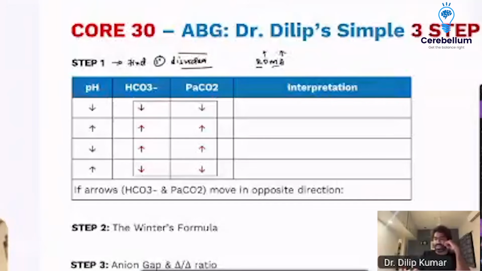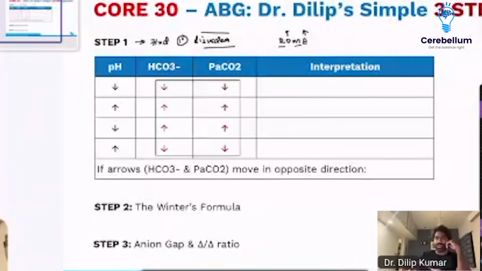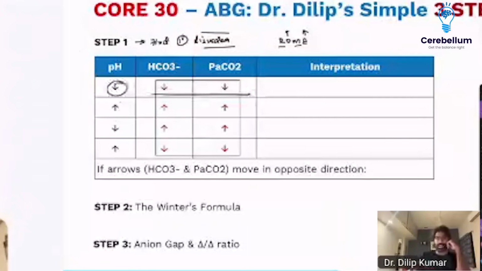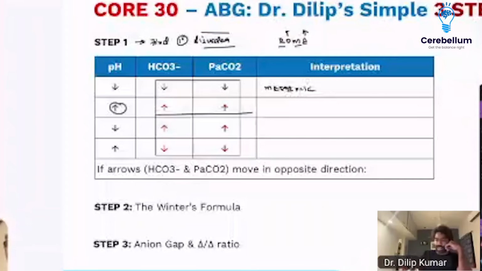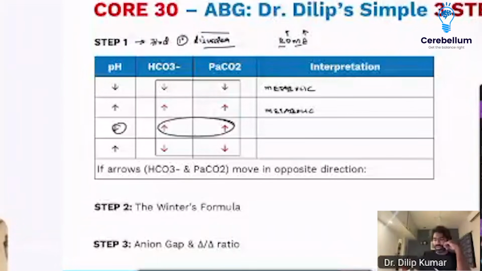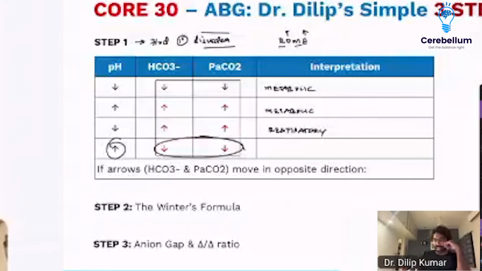To find out whether it's a respiratory or a metabolic problem, I'm going to use the Rome rule. Just see the pH and the other two arrows. If the pH and the other two arrows are going in the same direction, like what is happening here, it must be a metabolic disorder. So it's equal. Similarly, here the arrows are moving in the same direction, so this also must be a metabolic disorder. If the pH and the other two arrows are moving in the opposite direction, this must be what? A respiratory problem, because respiratory is opposite. Similarly, if they are moving in the opposite direction, it must again be a respiratory problem. As simple as that, right?